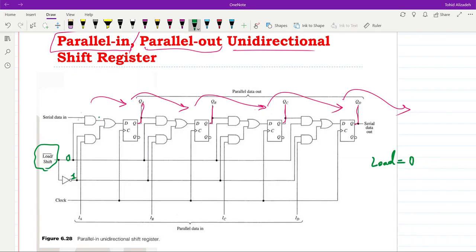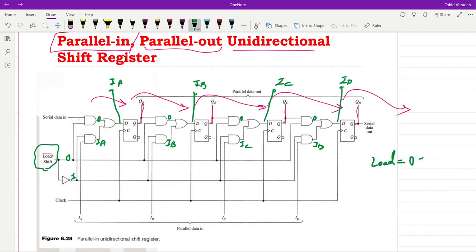Therefore, output of the first AND gates will be equal to 0. The output of the second AND gates will be equal to IA, in this case, IB, IC, and ID, and therefore the input to the flip-flops will be also similar. IA, IB here, IC here, and ID over here.